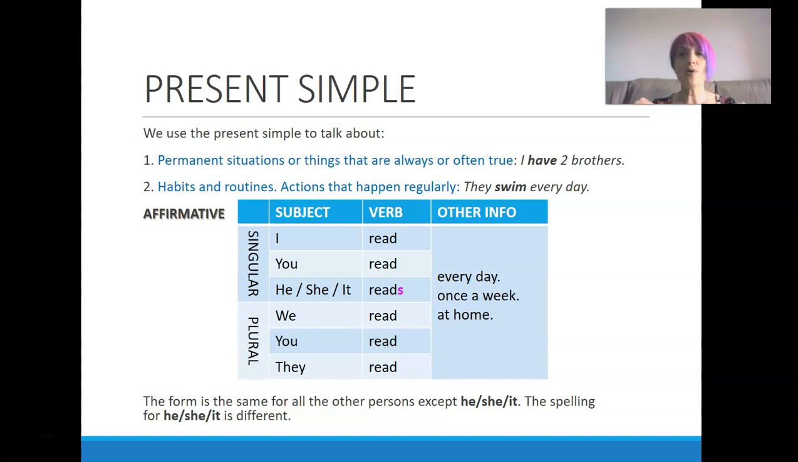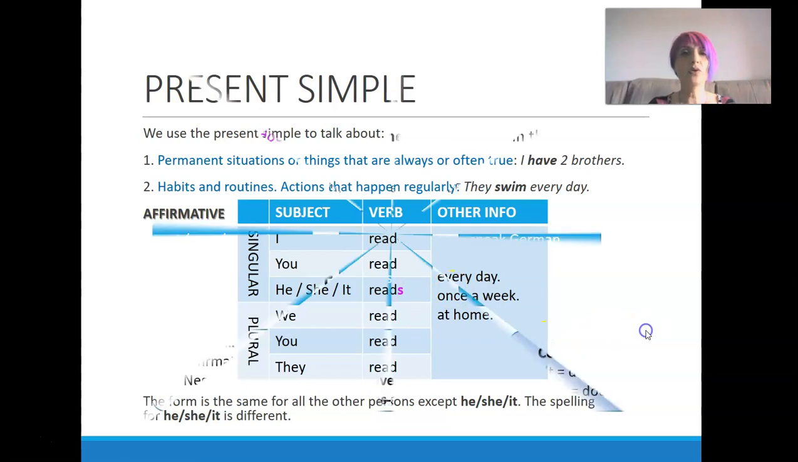Now, how do we form the present simple? Remember, in affirmative sentences, we normally start the sentence with the subject, then we place the verb, and then the other information, right? Now, the verb, notice that it has all the same form except for he, she, it, third person singular. We need an S in here, right? That's the only thing you need to remember. Third person singular, present simple, the S is always there, right?